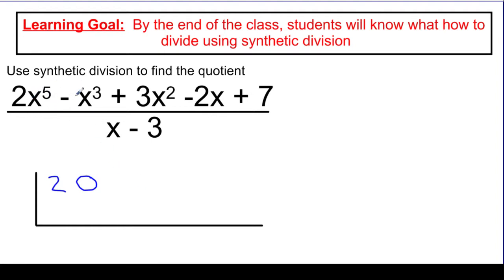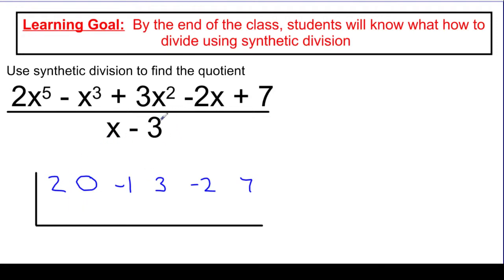So I'm going to keep moving. I'm going to say x to the third has a -1 in front of it, x squared has a 3 in front of it, x to the first has a -2 in front of it, and my constant term at the end is a 7. So we're writing out the coefficients, not forgetting any that we missed because they're not in the problem, anything that would be a 0. So now I'm going to do the same thing.